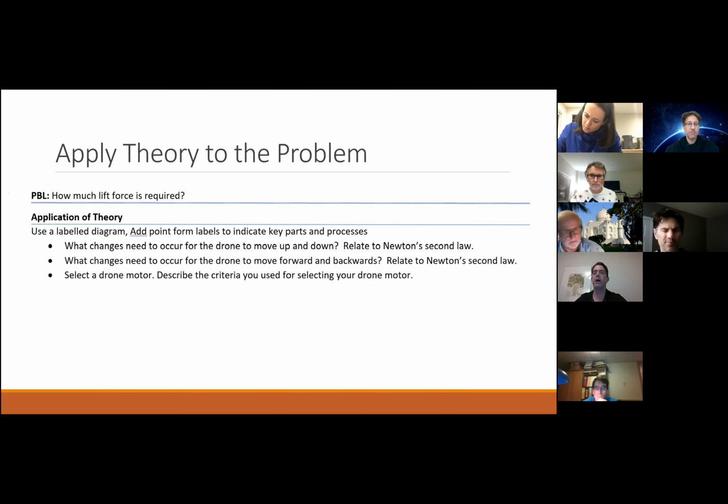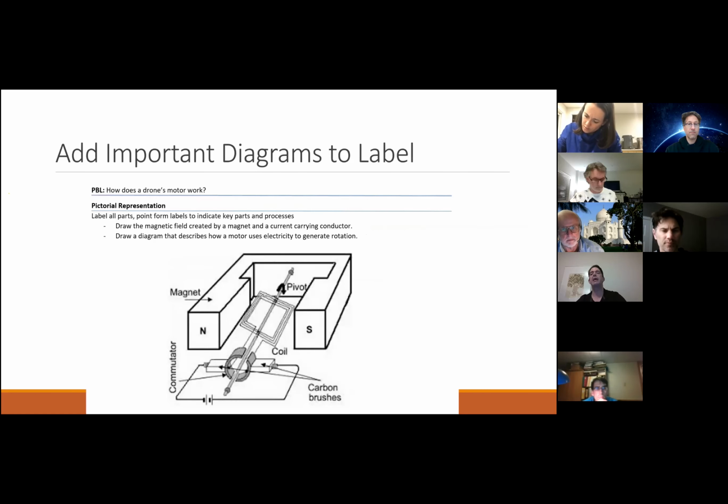From there, I try to add a pictorial representation, so some sort of picture that has to do with the problem that they need to label. I'm big on labeling diagrams, and especially labeling diagrams with theory. So it works out well if you come up with some diagram associated with the problem and ask them to layer on how it relates to the problem and the theory that you ask them to talk about as well.